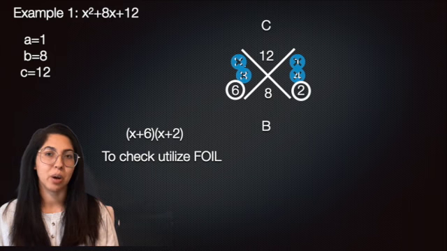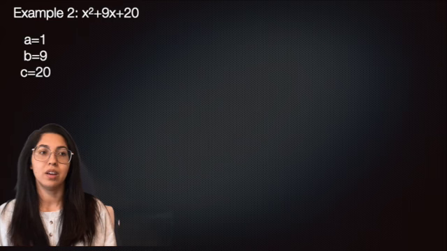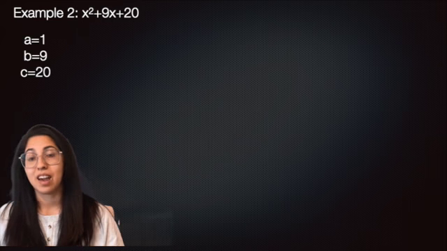Also, watch out when your b is negative. One of your factors is going to have to be negative at that point. So that'll come down to it when it comes down to it, okay? So second example, x squared plus 9x plus 20. So write out A, B, and C, 1, 9, and 20.